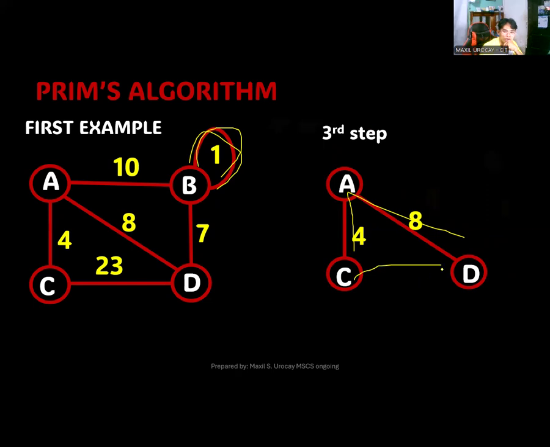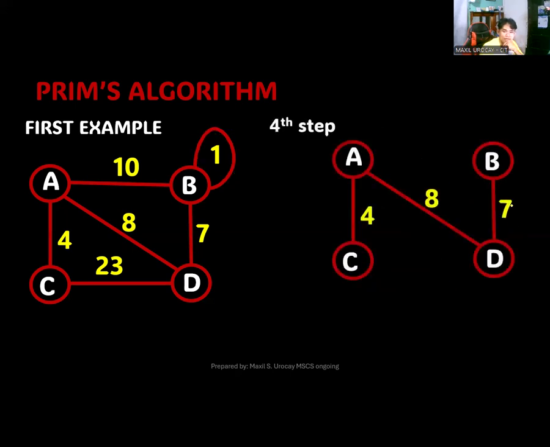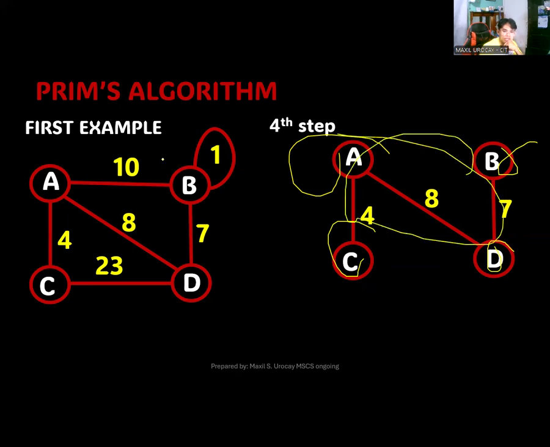It is 23 and it will form a cycle, so we can reject that node. And for D to B, it is 7. A to B, that is 10. So now, by comparing that one, we can choose D to B. So that is 7. Since you only have four vertices and your four vertices were already found, you already performed the minimum spanning tree of this graph.